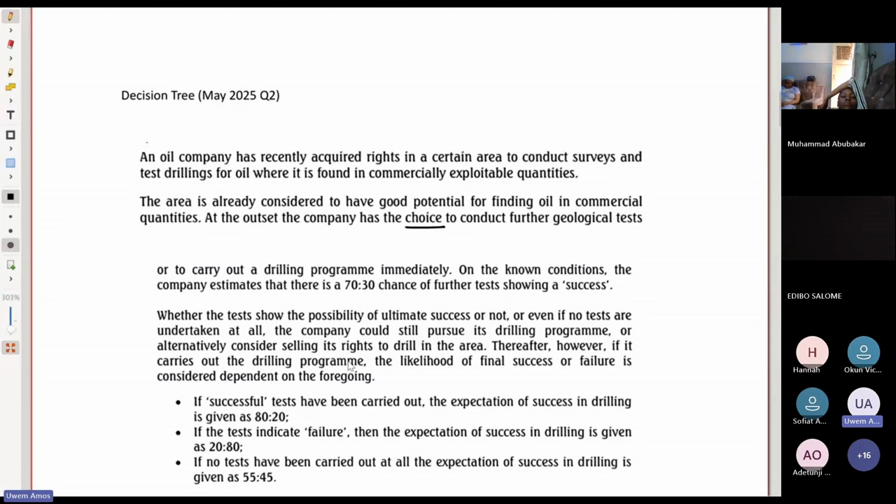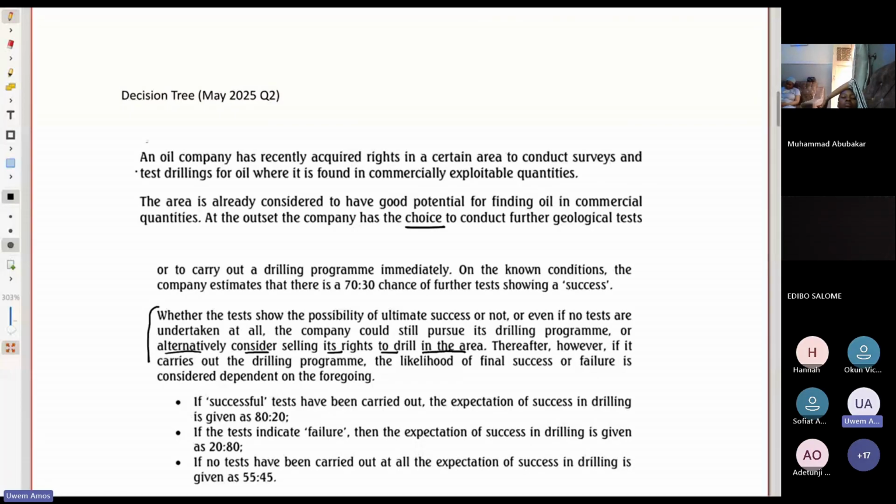Now, if it does that, there's a chance of success, there's a chance of failure. It also tells us in this paragraph that with or without the test, the company could also consider an alternative option of selling its rights to drill in the area.